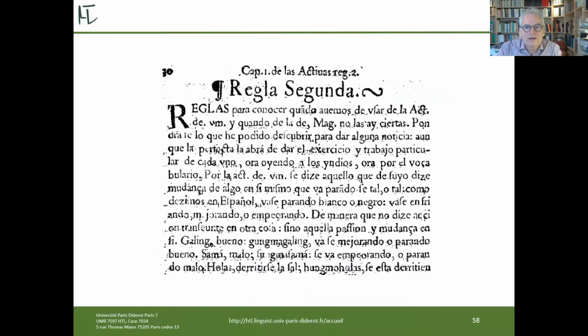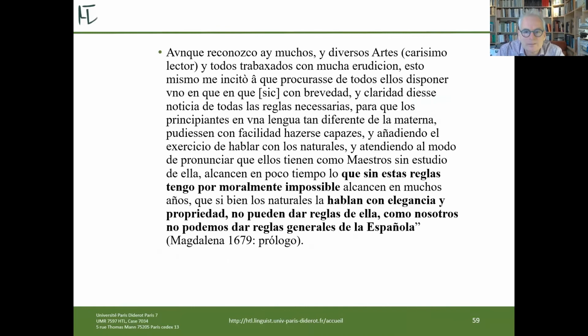And here I have a second one, and maybe this will take too much time. This is another observation of another author of the Philippines, Magdalena. Again, maestros, I start only with the last section here. Sin estudio de ella, alcanzan en poco tiempo lo que sin estas reglas tengo por moralmente imposible.